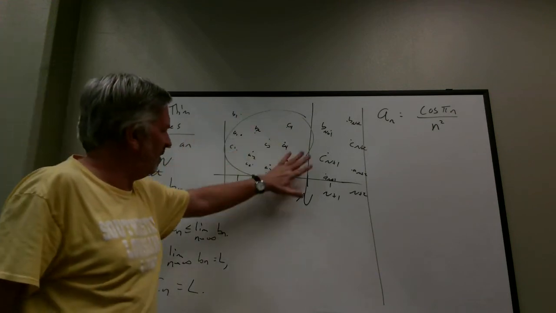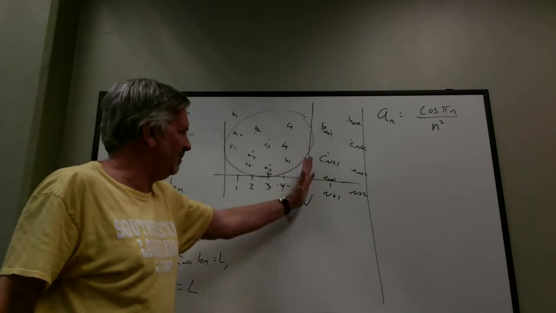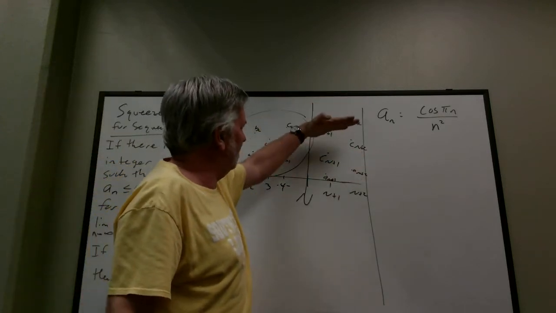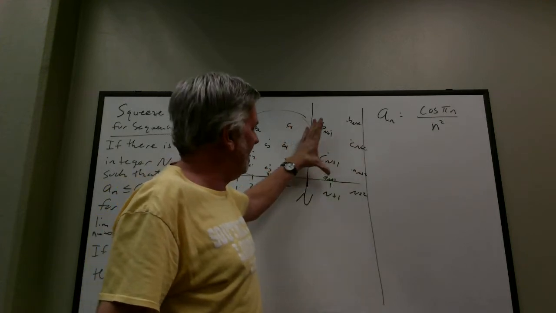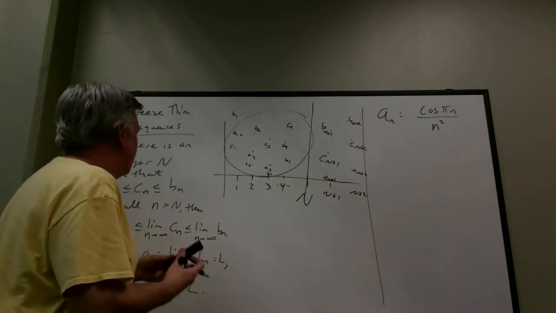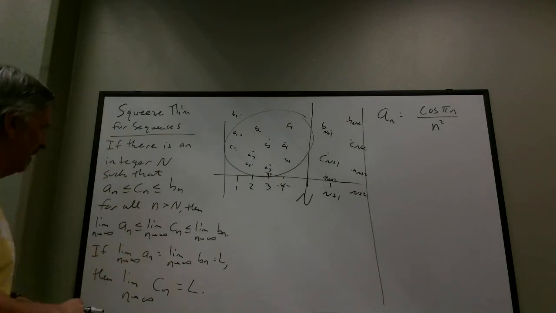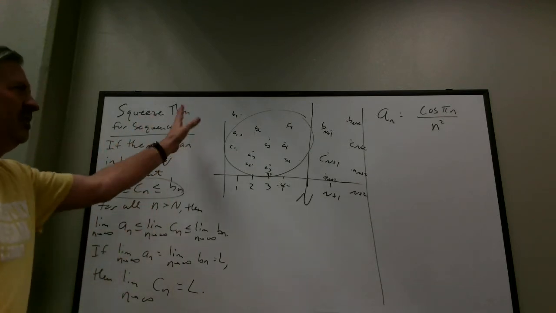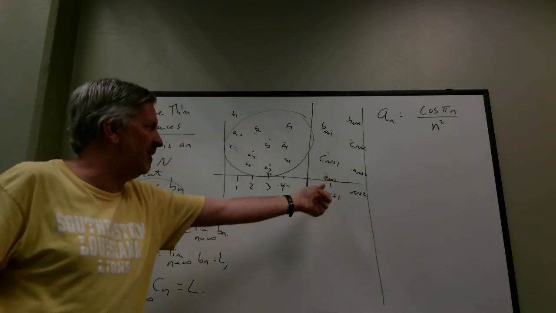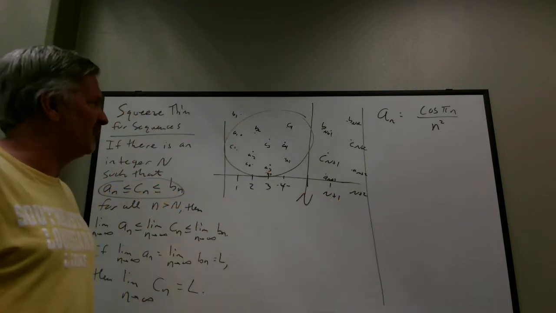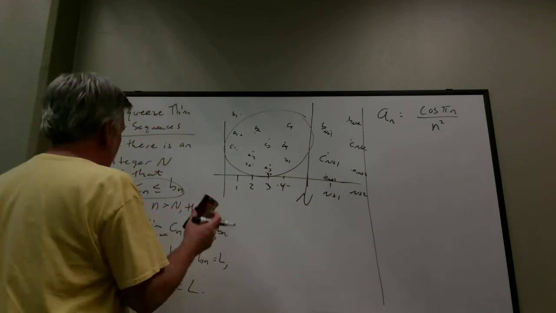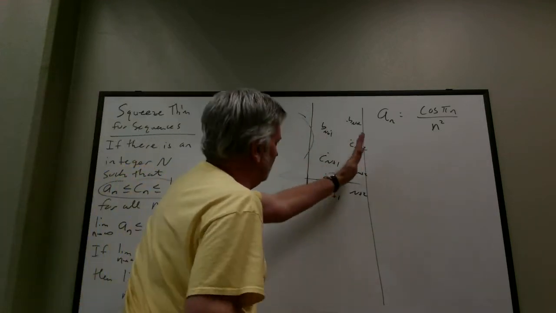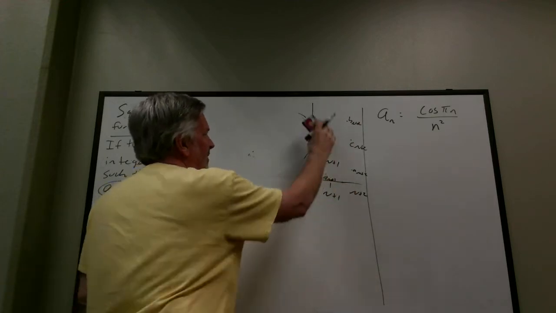So before capital N, we don't care what happens. At capital N, we don't care what happens. But after capital N, the b's are bigger than or equal to the c's, which are bigger than or equal to the a's, and that has to continue forever. So I always say, eventually this is true. That's the way I think of this. It doesn't have to be true right away, it could be n as a billion, but eventually that has to be satisfied. That's all that's saying.